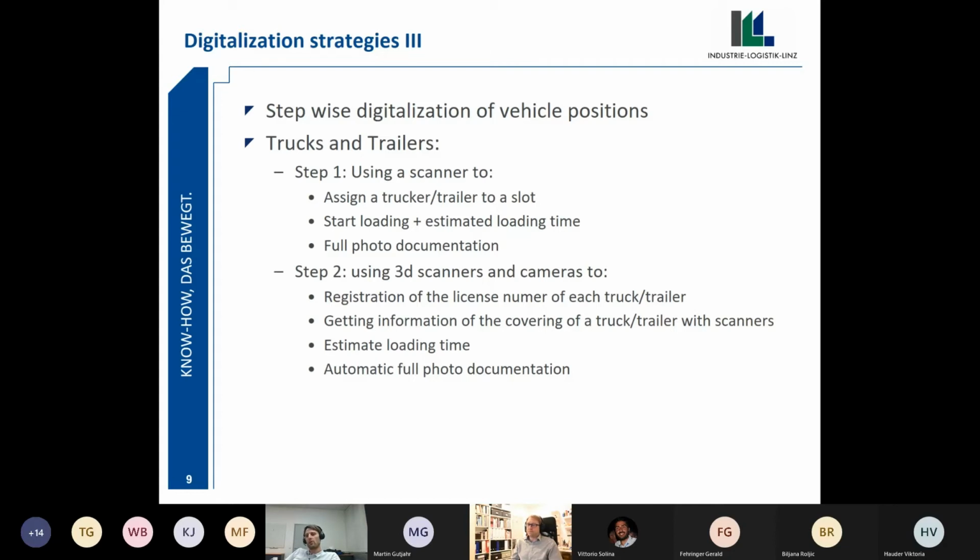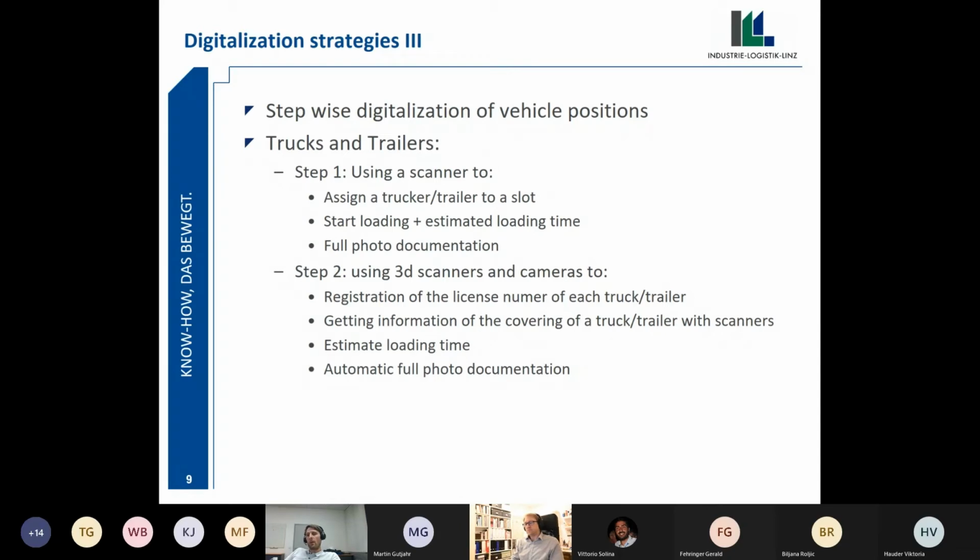In a second step, we want to use some 3D scanners and also cameras. It's necessary to get the registration of the license number of each truck and trailer, so we know which products need to be loaded onto these vehicles, and also some scanning tools to know the exact position of this truck. We also have some scanning to know if the truck is covered or not. If it's uncovered, we are able to load the truck, and if it's covered, we are not able to load. So we have the possibility to do some automation in the recognition of vehicles. Because of some predictions, we can also estimate the loading time and can therefore guarantee that the trucks incoming in the next hours are able to be loaded.